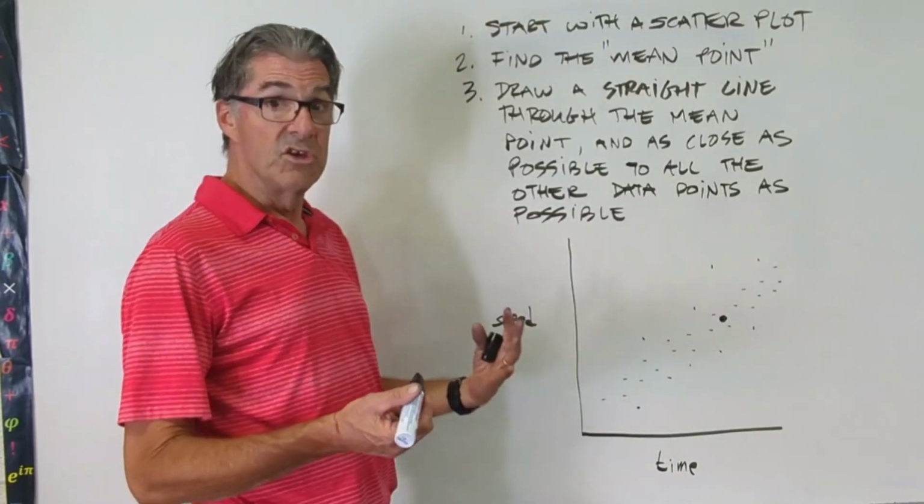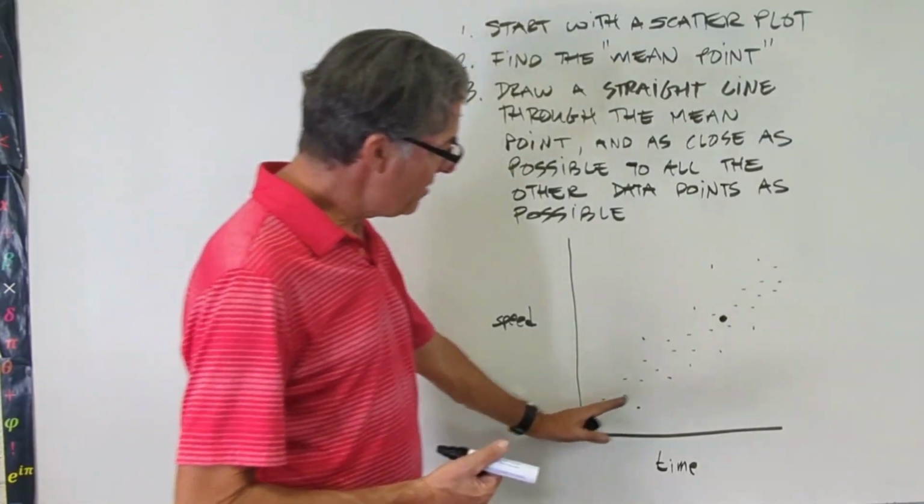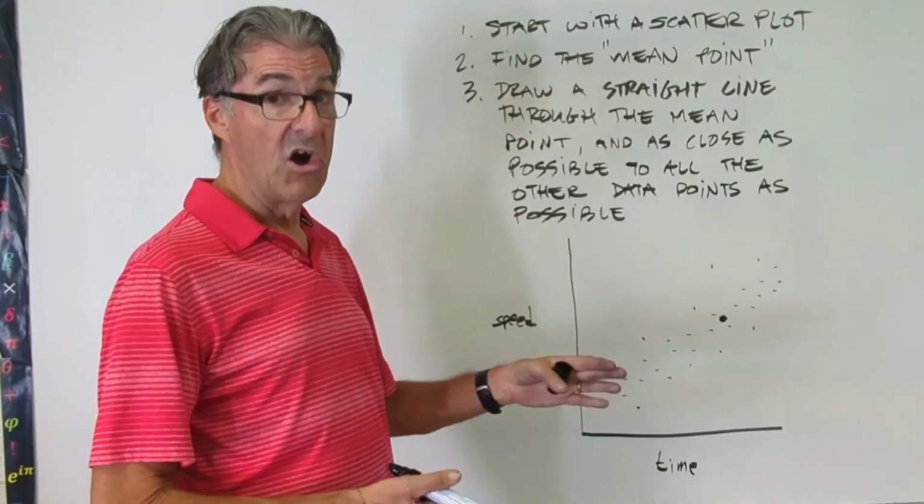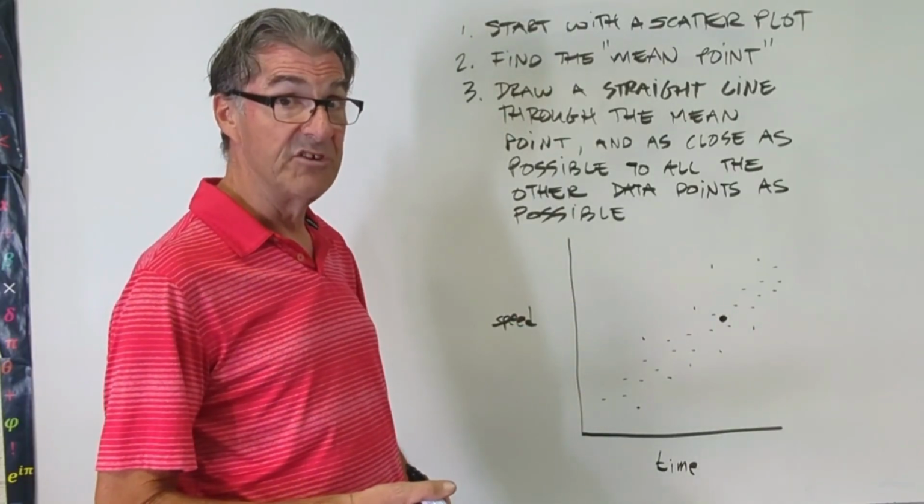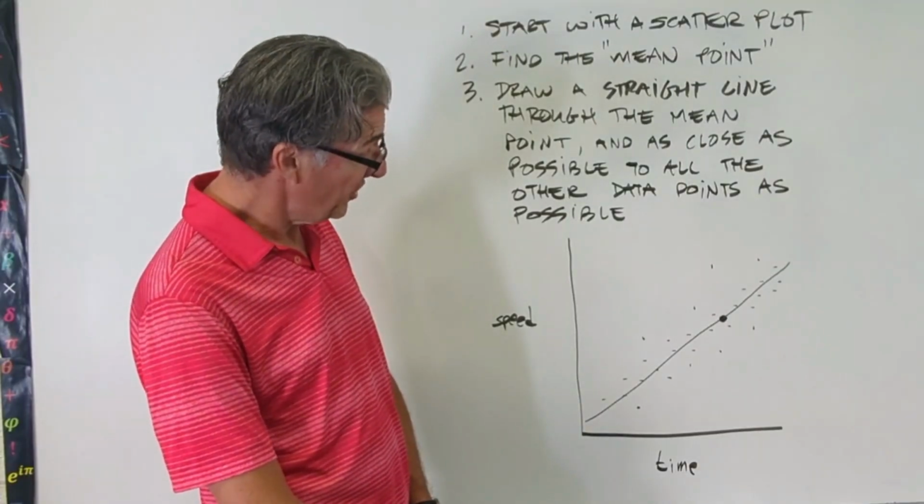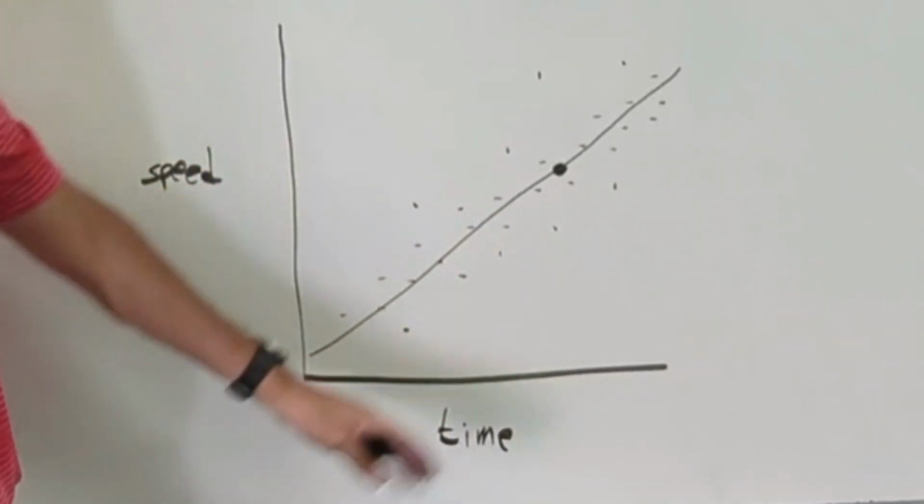Okay? So the way to do that is to draw your straight line so that an equal amount of these scatterplot points are above and below that line. So let's see how good I do. Now you be the judge. I think that's pretty good. It looks like roughly half the data is above that line and half the data is below that line.